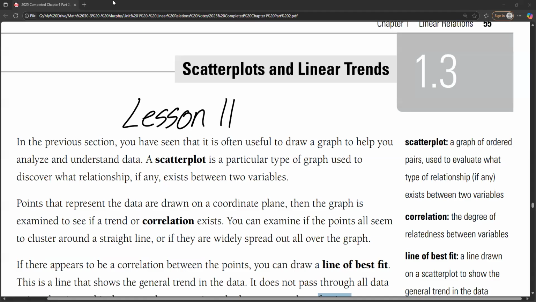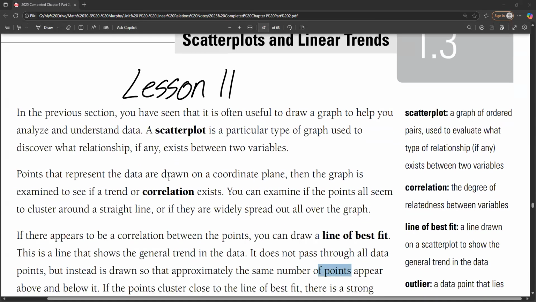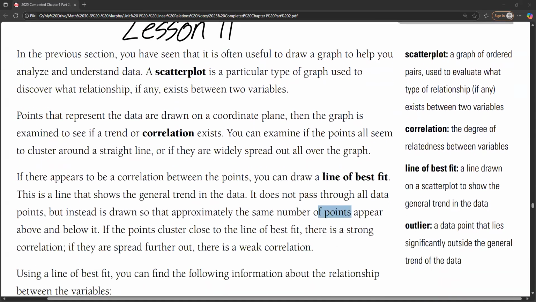Okay, this is lesson 11, and we're on to the new part of the chapter, 1.3, and we're going to look at scatter plots and linear trends. So in the previous section, you have seen that it is often useful to draw a graph to help you analyze and understand data. A scatter plot is a particular type of graph used to discover what relationship, if any, exists between two variables.